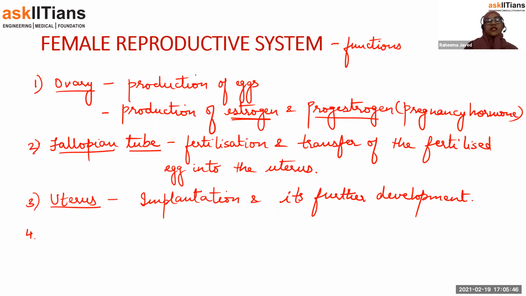Uterus basically opens into the cervix. Cervix has no such function, but the vagina is also known as the birth canal. This is the region where copulation takes place and the penis transfers the sperms into the female reproductive system. And also this is the region from where the baby comes out during birth. So these are all the functions of the female reproductive system.